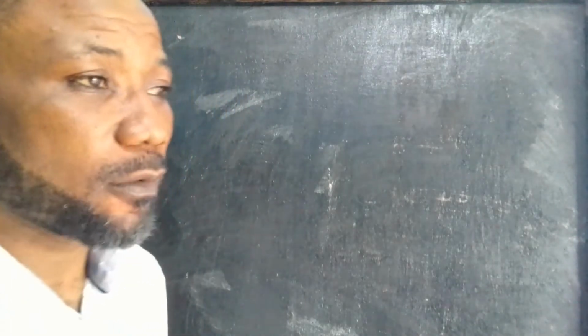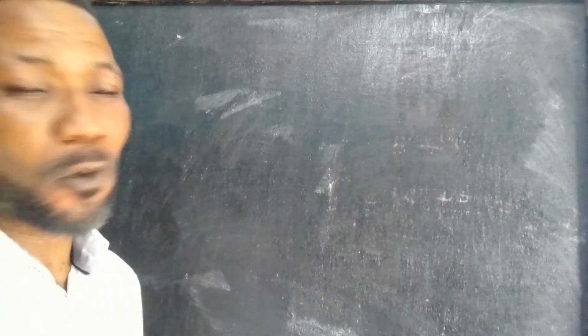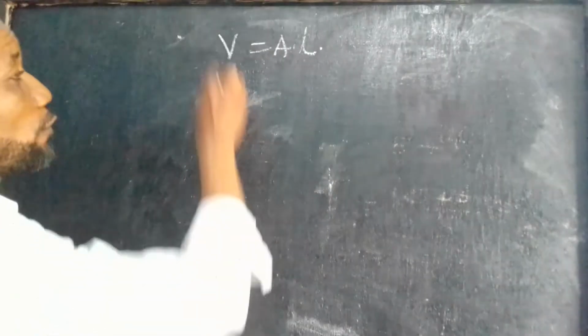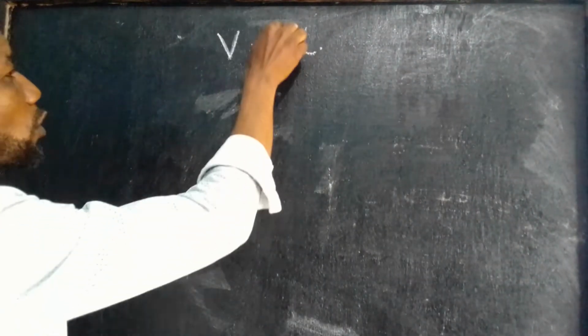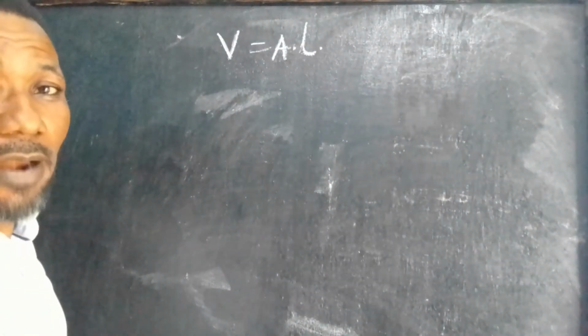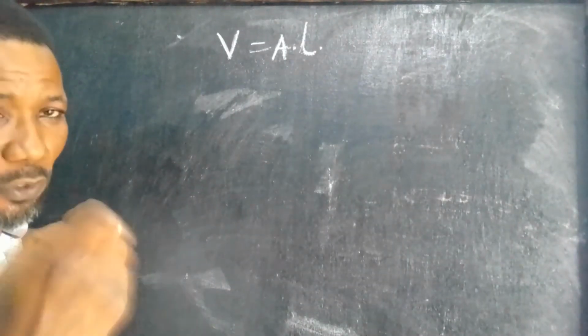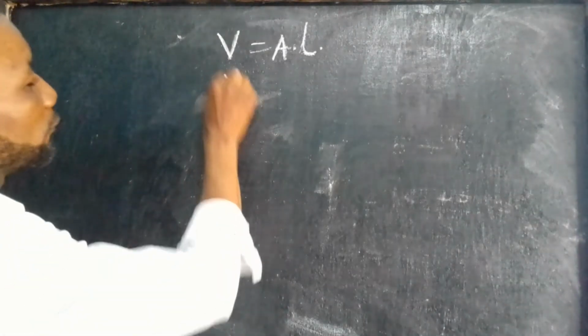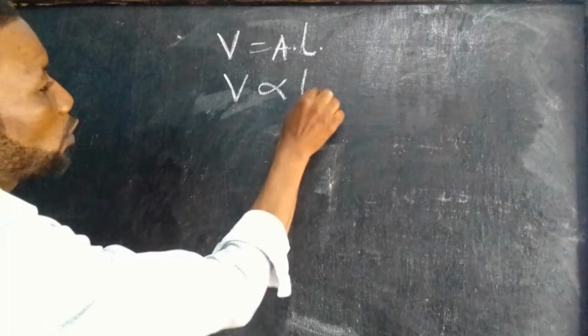So the answer is what? What is the thermometric property? It is the volume or the length. Why volume or length? Because our volume is equal to the cross-sectional area times the length. Volume V is equal to cross-sectional area A times the length. But since the cross-sectional area is constant for a liquid in glass thermometer, it follows that V is directly proportional to L.